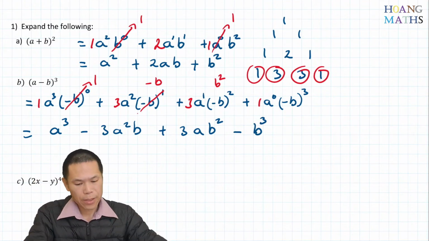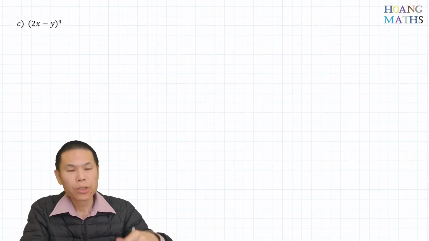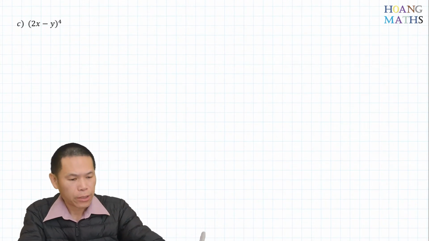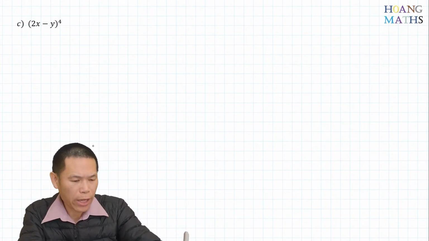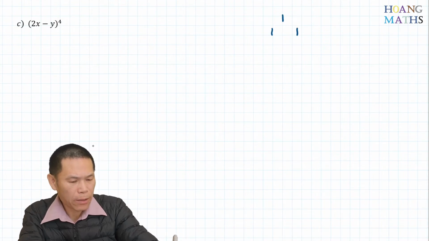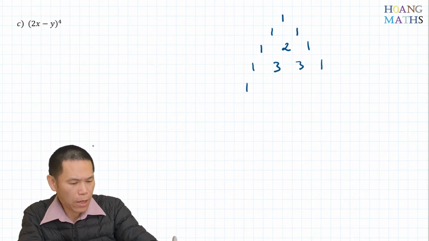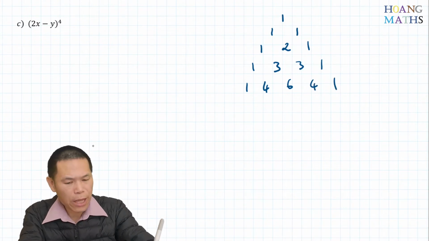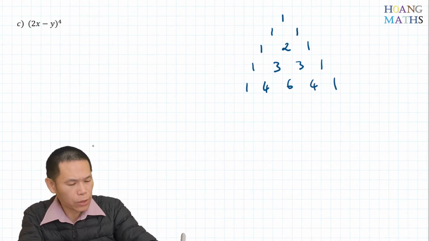There you go. Last example. So now this time it's power of 4. Let me just quickly write the Pascal triangle first. We start with 1 and end with 1. Then 1 and 1 add together to give me 2, 1. Then 1, 3, 3, 1, and 1, 4, 6, 4, 1. Because of power 4, I use this fifth row. So this row here.